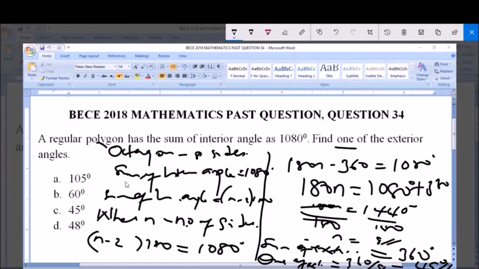And from the options here, option A says 105 degrees, which is wrong. B says 60, which is wrong. C says 45, which is very correct. And D says 48, which is wrong. So our final answer to this question is C, 45 degrees.